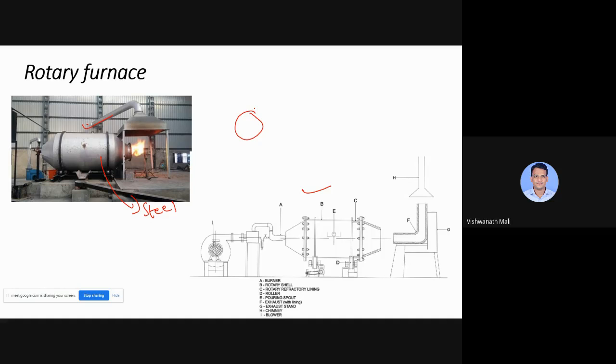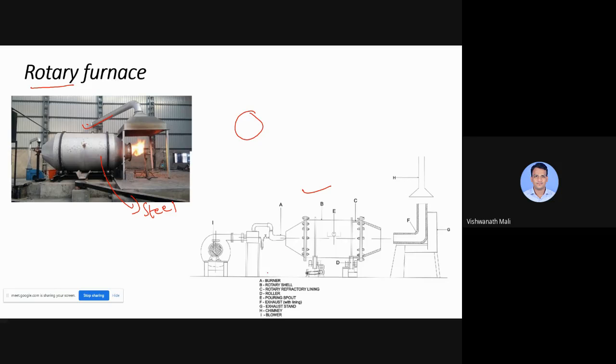Okay, so whatever composition we are using, suppose cast iron, and we are adding some alloy, we get good mixing of these alloys with the help of the rotary furnace, because as it is rotating, it will mix all the alloys whichever we are using properly. So that is the main advantage of this rotary furnace, right? Now this outer surface is made of steel.